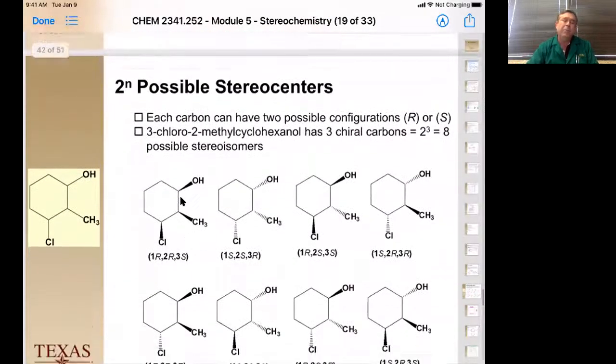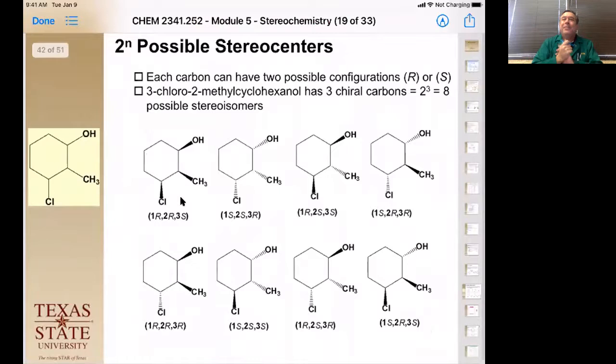Okay, so what if you have more than two stereocenters? Well, we'll just have to assign them, and you have that many more isomers possible. Remember, it's 2 to however many chiral centers you have. In this case, we have 3 chiral centers, meaning we have 8 possible stereoisomers. However, we have to also look for mirror planes.